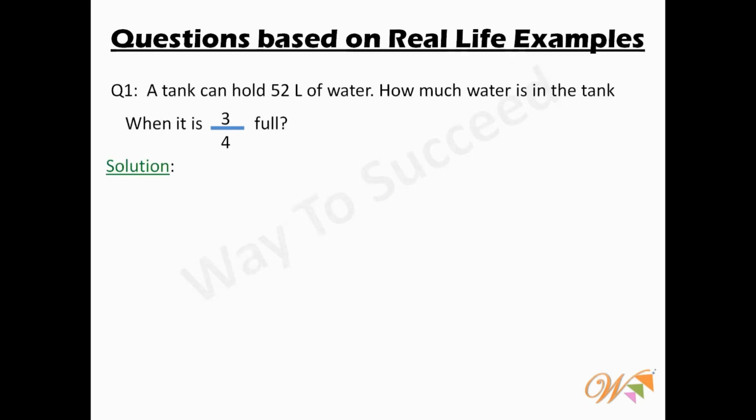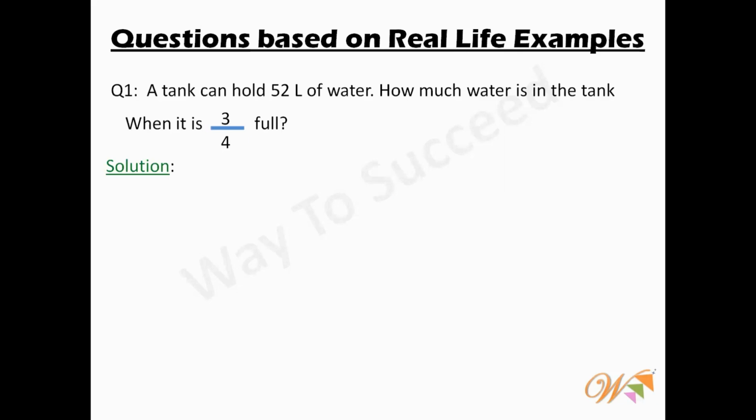Now let's see some real life examples. Let's say we have a question: a tank can hold 52 liters of water. How much water is in the tank when it is 3/4 full? When they are saying 3/4 full, what does that mean? That means if you divide the tank in 4 parts, out of those 4 parts only 3 parts are full.